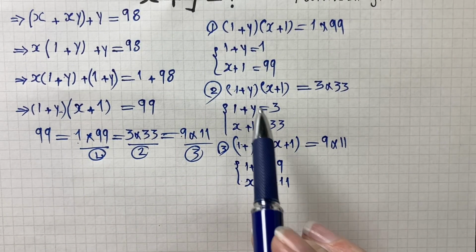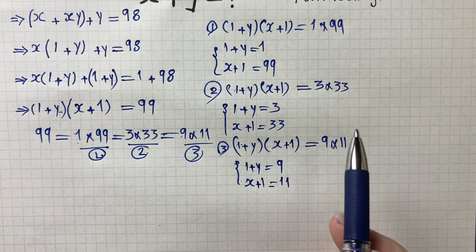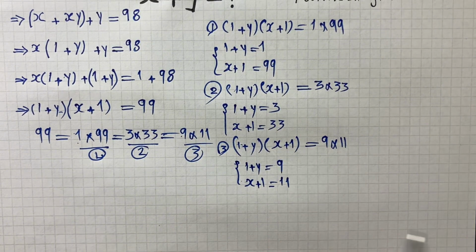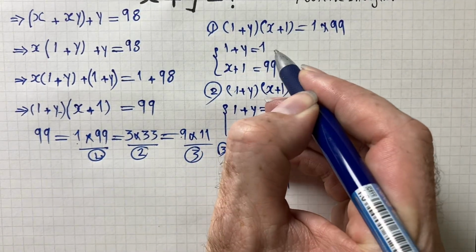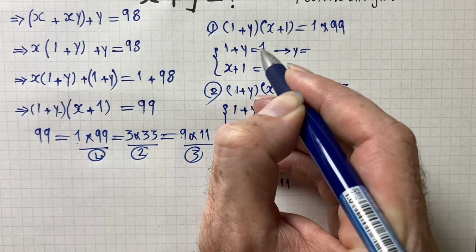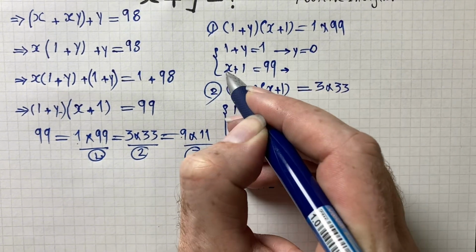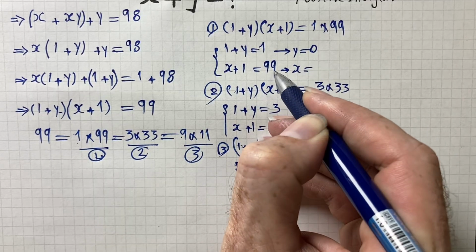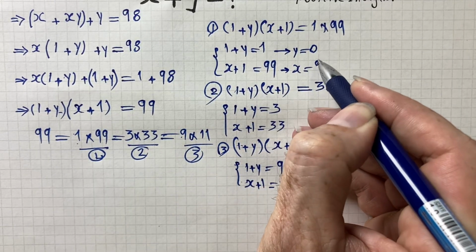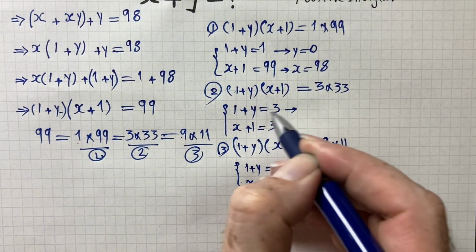Now we are going to continue these three cases to find our answers. From case 1, 1 plus y equals 1. So what is the value of y? 1 minus 1, 0. Also x plus 1 equals 99, so the value of x is going to be 99 minus 1, or 98. This is case 1.